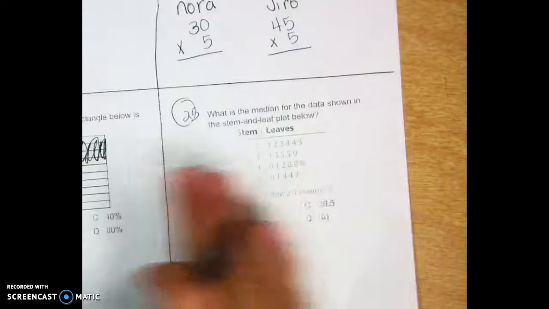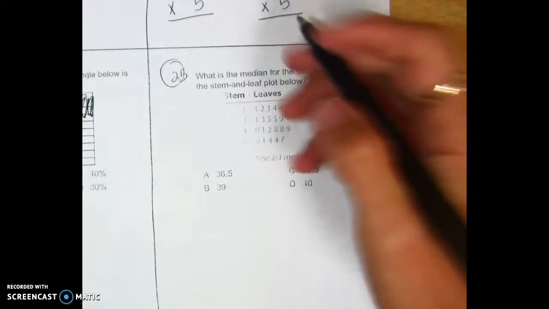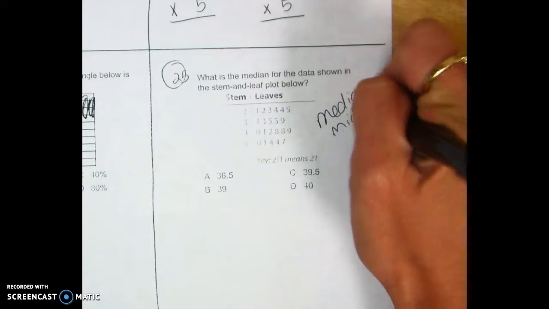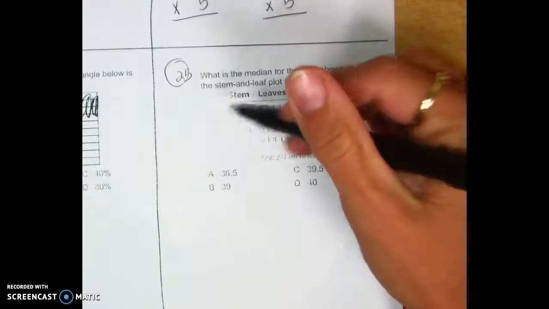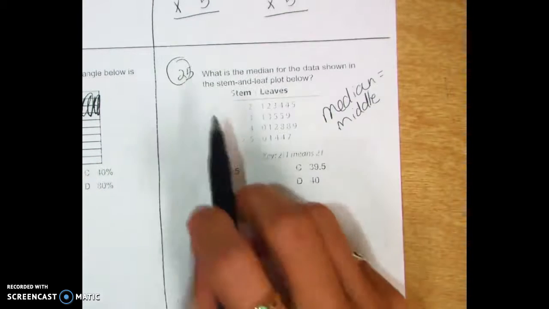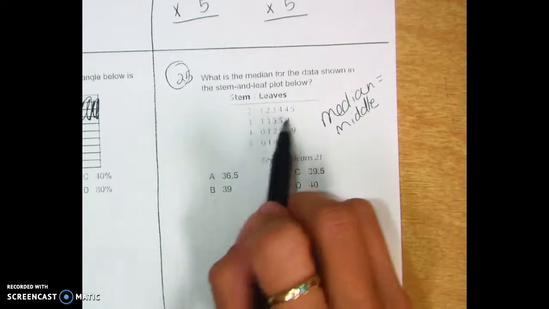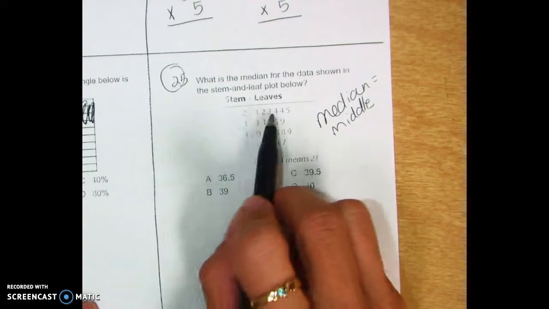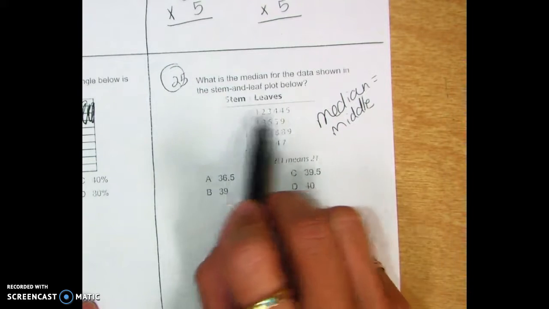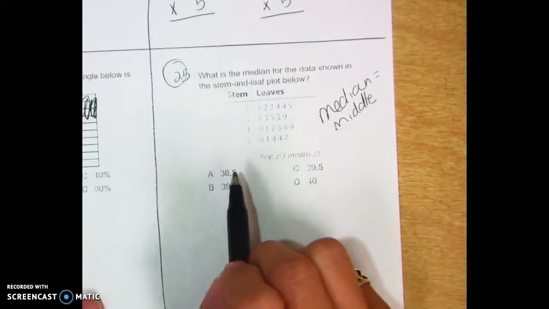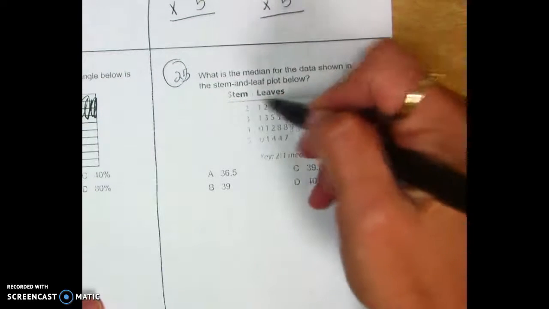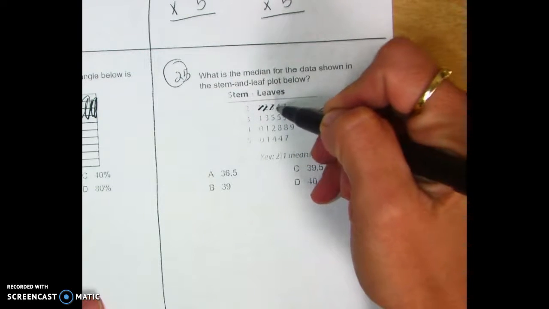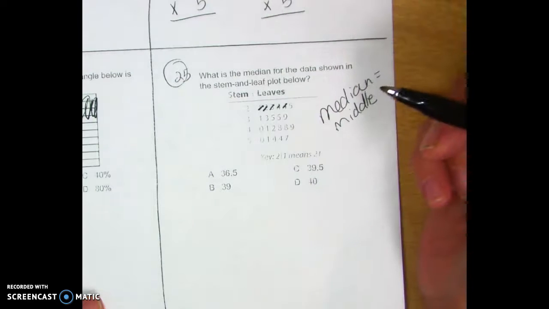Okay, number 25. What is the median? Okay, median means the middle number. So you could list them all. Remember on a stem and leaf plot, like this 2 goes with each of these numbers. So if I listed all the numbers here, that would be 21, 22, 23, 24, 24, and 25. So if I'm wanting the middle number, the lowest number would be 21, then 22, 23, 24, and 25. So I marked off 5 there.